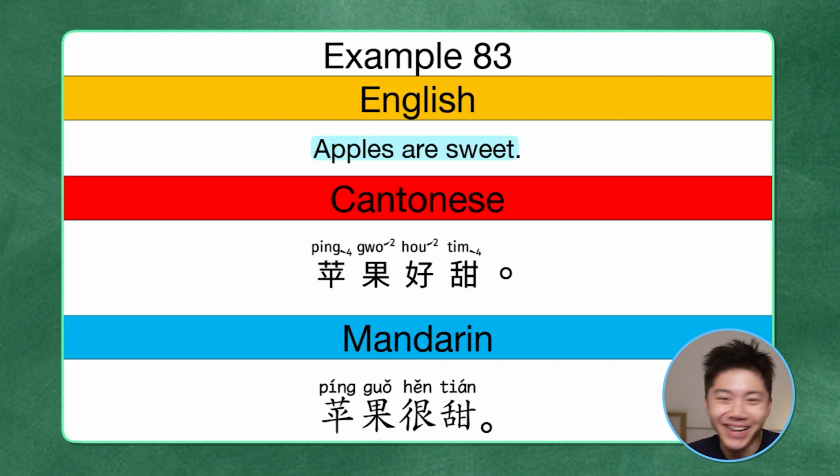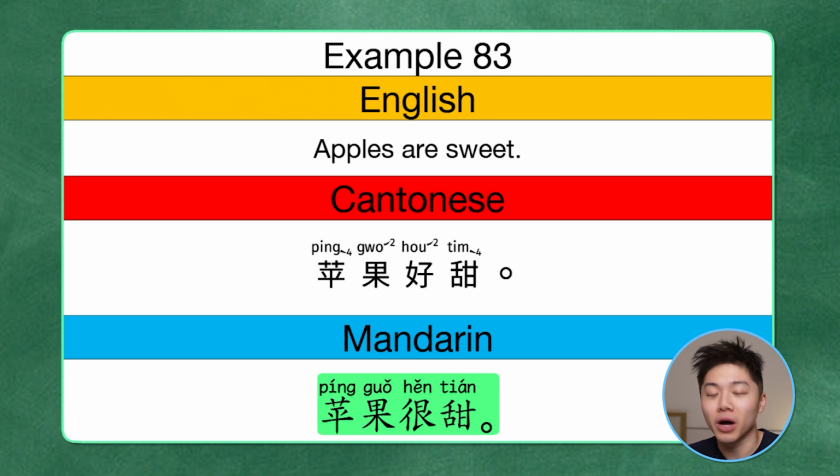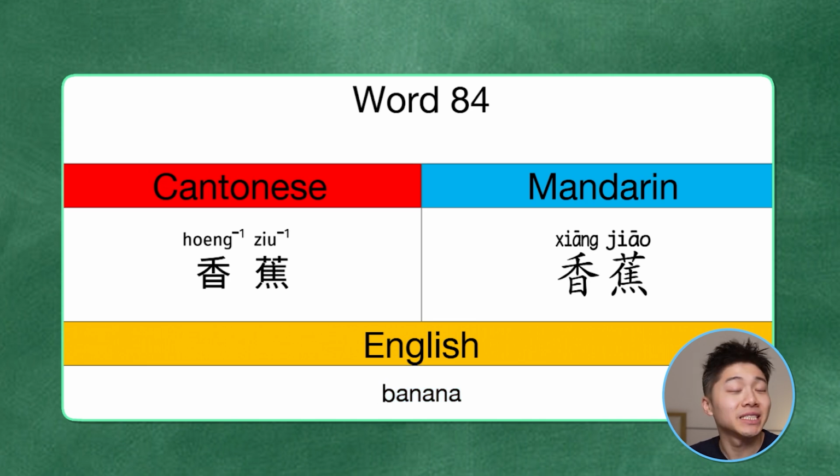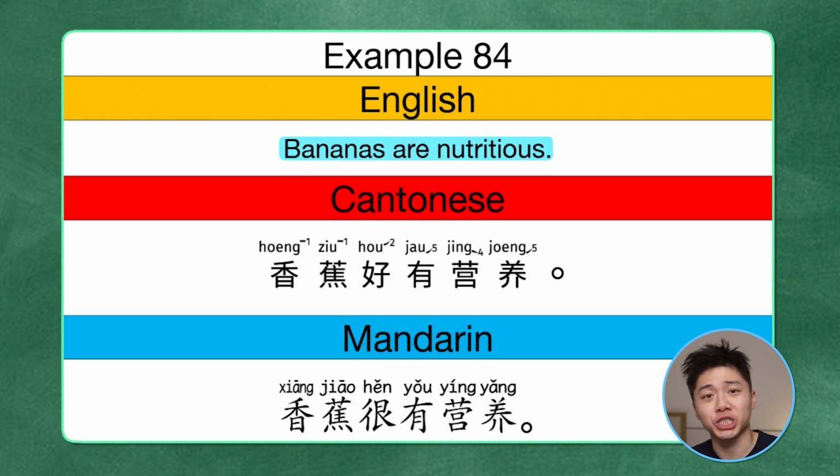Apples are sweet. In Cantonese, 苹果好甜. In Mandarin, 苹果很甜. 苹果 means apple in Mandarin, 苹果. 好 means very in Mandarin, 很. 甜 means sweet in Mandarin, 甜. Next is banana. In Cantonese, 香蕉. In Mandarin, 香蕉.